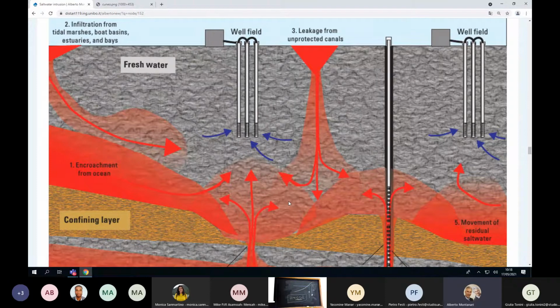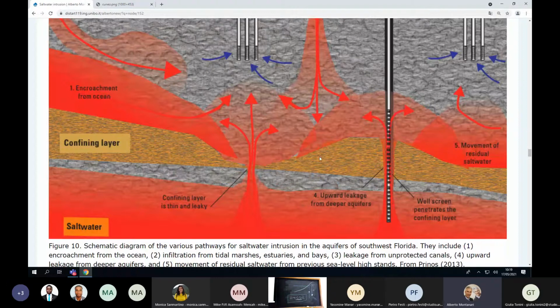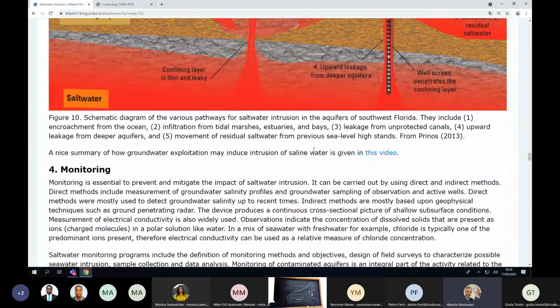But actually, if you decrease the flow of the rivers, what happens is that at the interface in the estuary, in the delta, between freshwater and saltwater, you may have intrusion of salt. And if the river gets salted, it's a problem, because then there is a salt contamination also into the land. And this is what is shown in this figure.